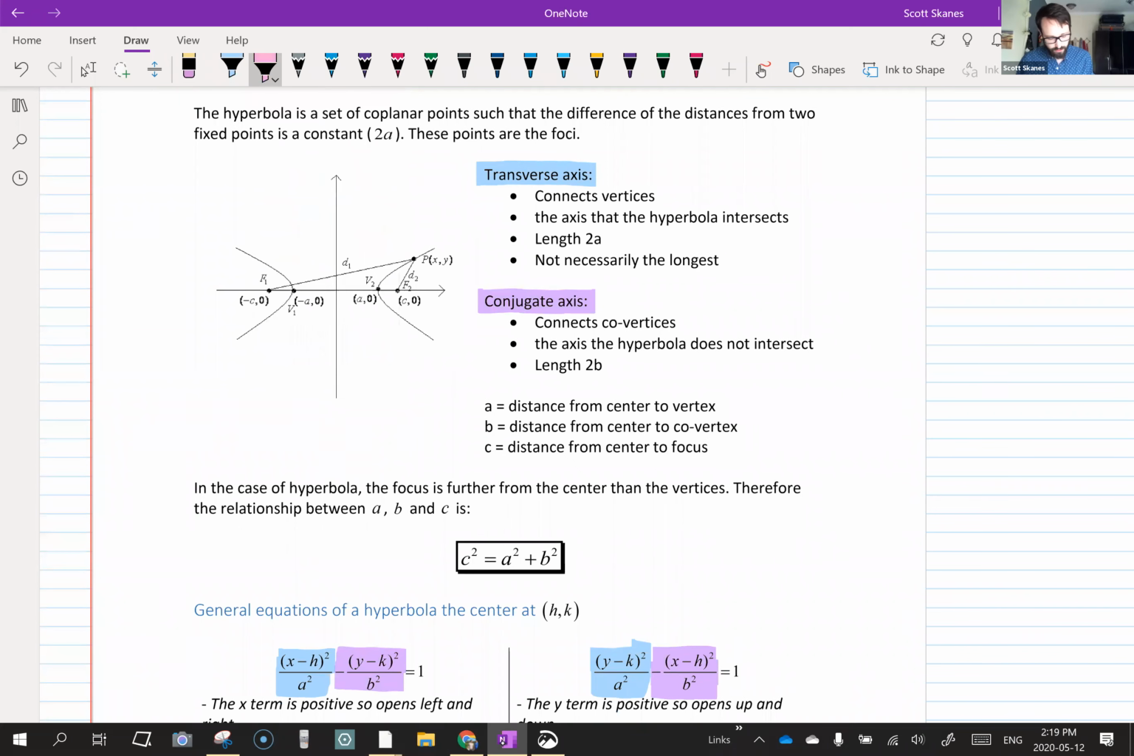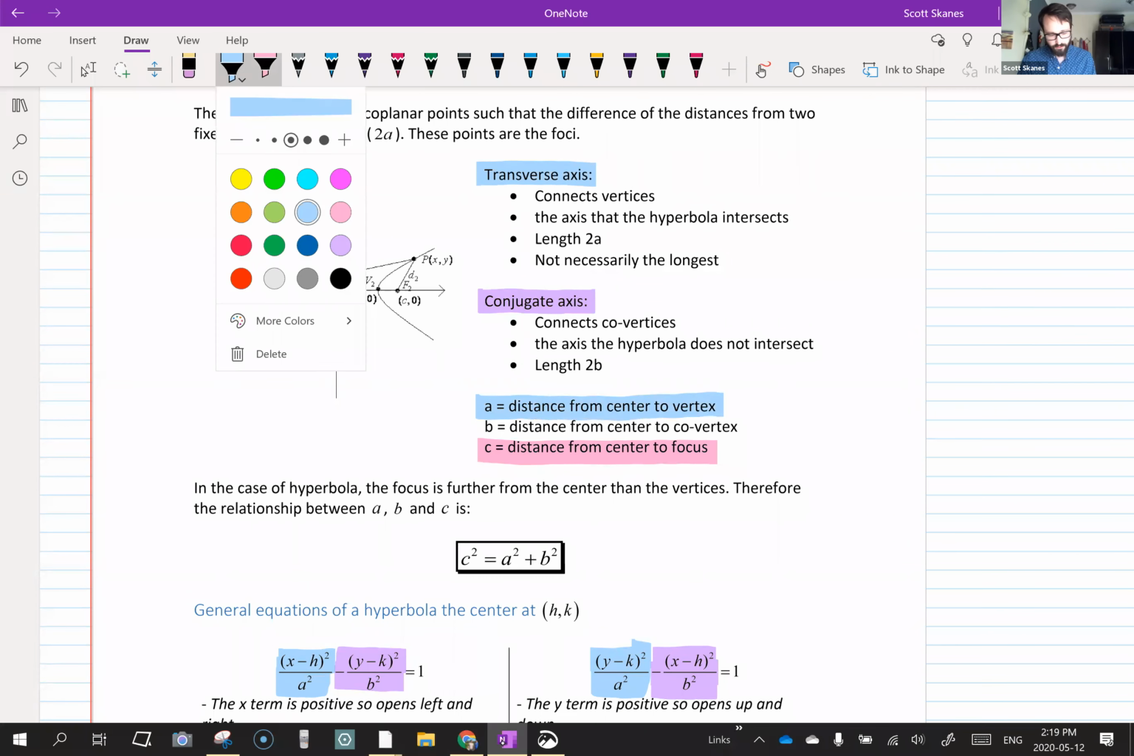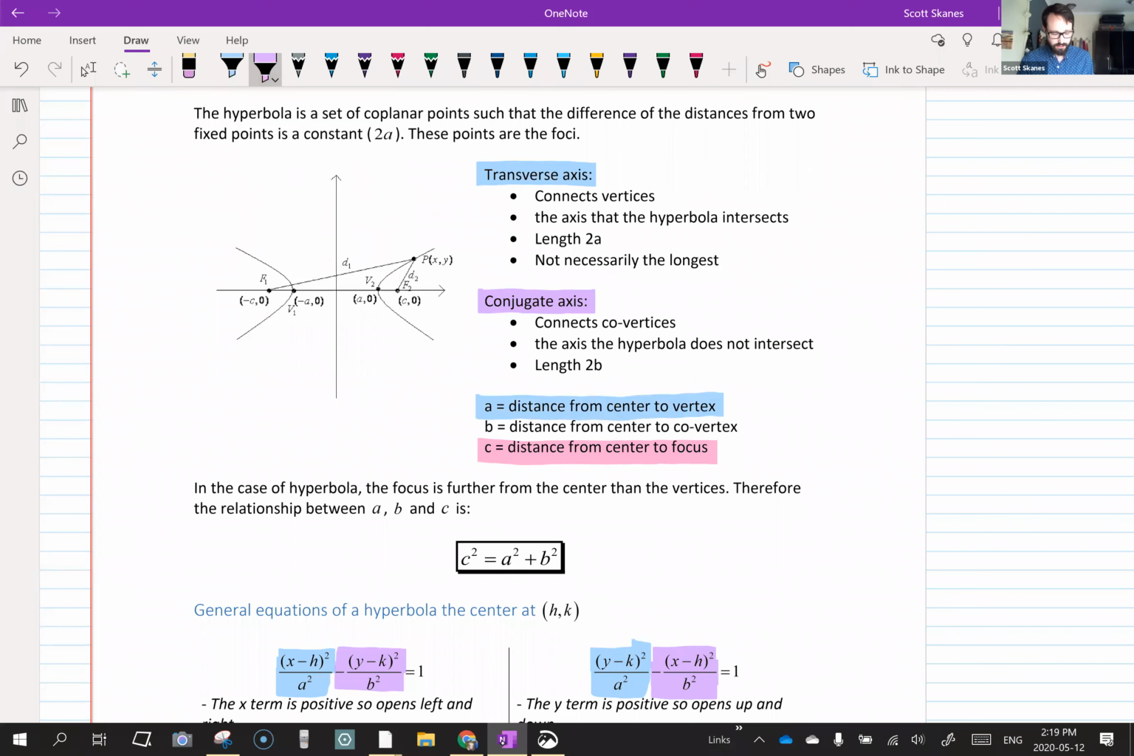we still have this C coming up. We have distance from center to focus. A is still the distance from the center to the vertex, and we'll see that B is still the distance from the center to the co-vertex. All of that stuff has been carried over from the ellipse, so we don't really need to go back through it.